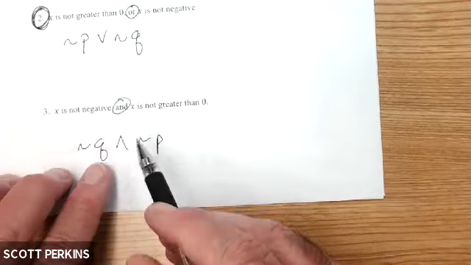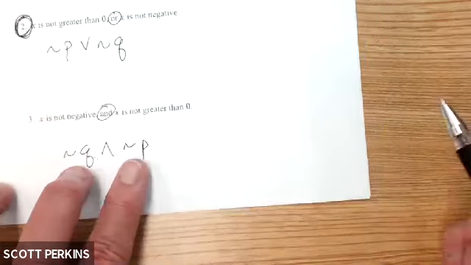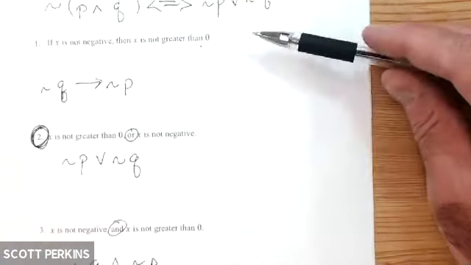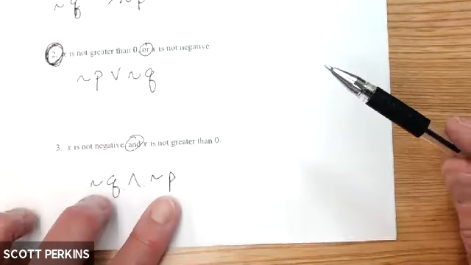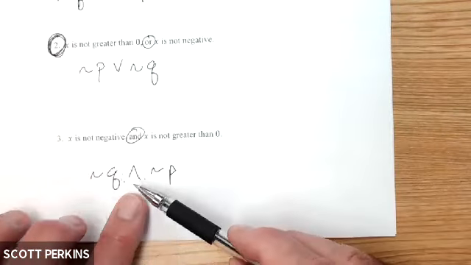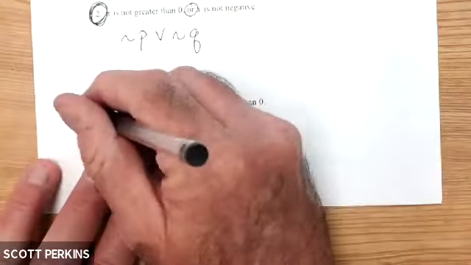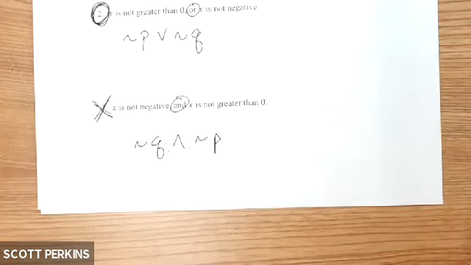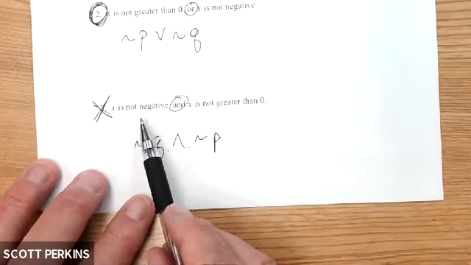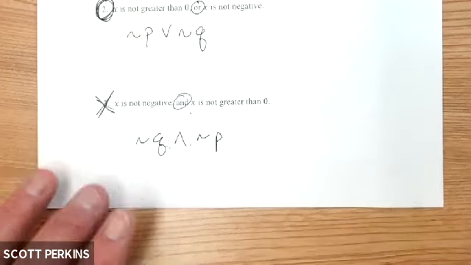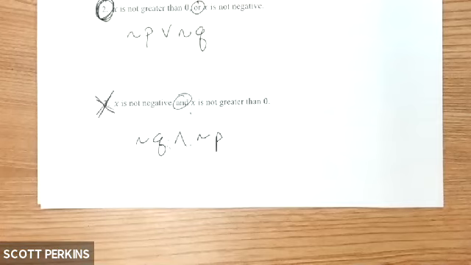The bottom one, squiggly Q and squiggly P. What's the problem with statement three? Why is statement three guaranteed to not be equivalent to the given statement at the top? Yeah, the sign's different. This is an and statement, and this is an or statement. So statement three is not equivalent. If you need to make a note for yourself, because you're going to look at this later, just make a note here that this is an and statement and the original is an or statement, so they can't be the same. If you remember your truth table, and and or are different. They give different values.